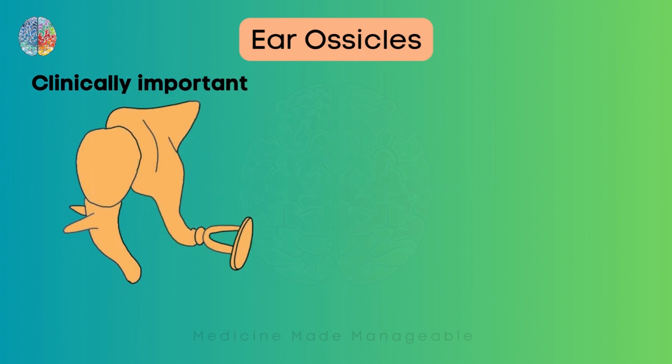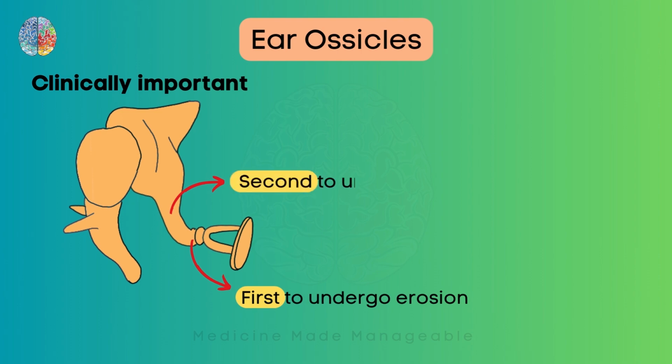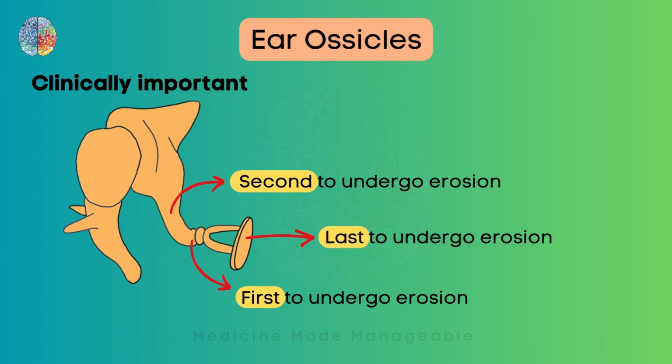Now the last part of the video: is there any clinically important stuff that you should know regarding these? Yes. The lenticular process of the incus is the first to undergo erosion in case of any severe infection. The long process of the incus is the second to undergo erosion. But the foot plate of the stapes is the last to undergo erosion, and this is what you have to remember. And why is this the case? Because it is derived from the otic capsule. So again, very important to remember.